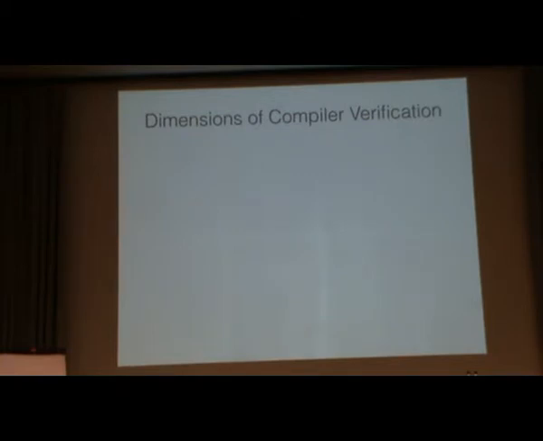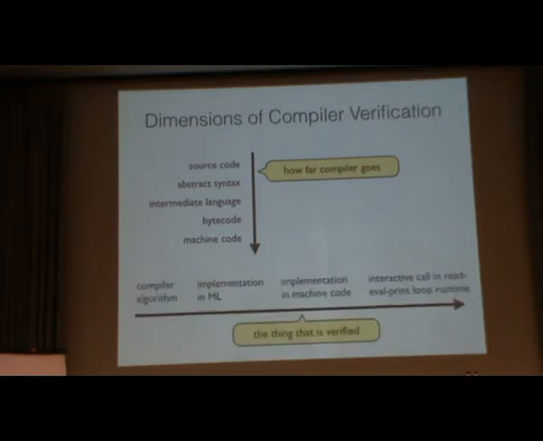So first of all, the problem we tried to solve was that most verified compilers attack this angle, this dimension: how far does the compiler go? So you verify that it's a valid transformation from source code down to something like an intermediate language or bytecode or machine code. And that's one way of describing how far a verified compiler goes.